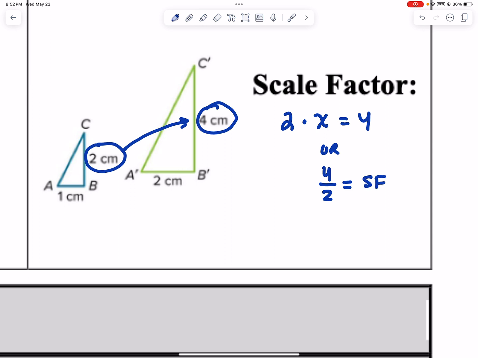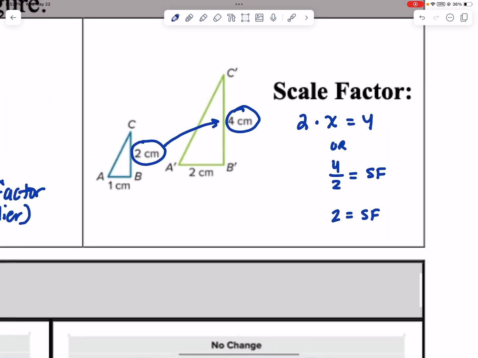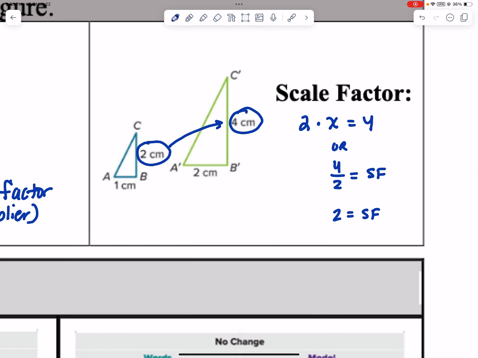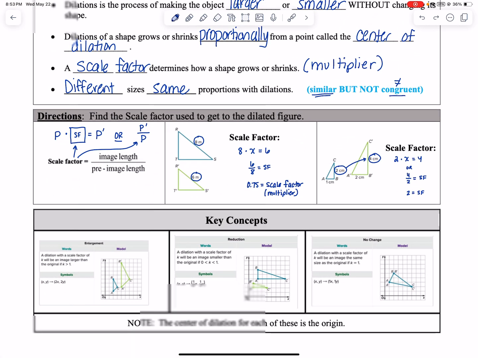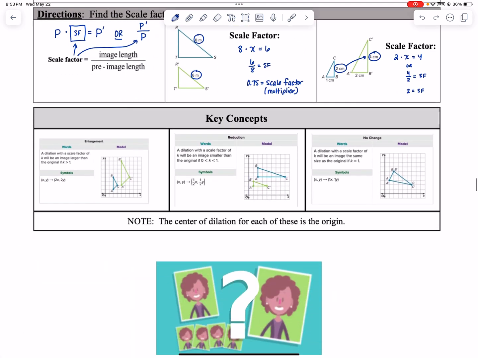So what is the scale factor? Well, 4 divided by 2 is 2. So 2 equals the scale factor. And that means we would take our number 2 here, multiply by 2, and it would equal 4, and that would work for all of our side lengths. All right, let's take a look down here at some key concepts.